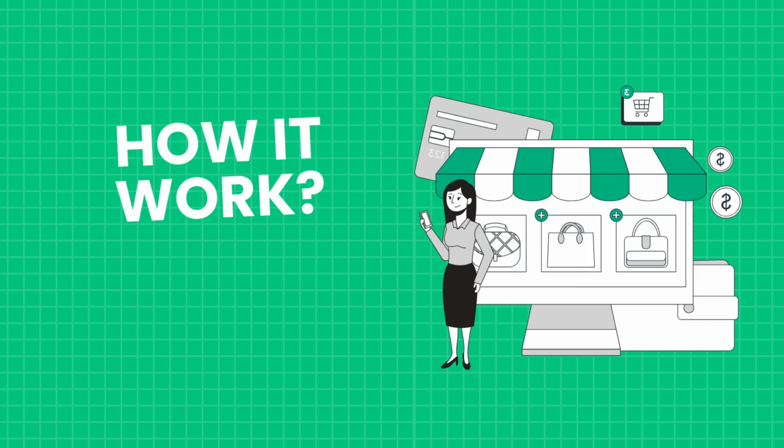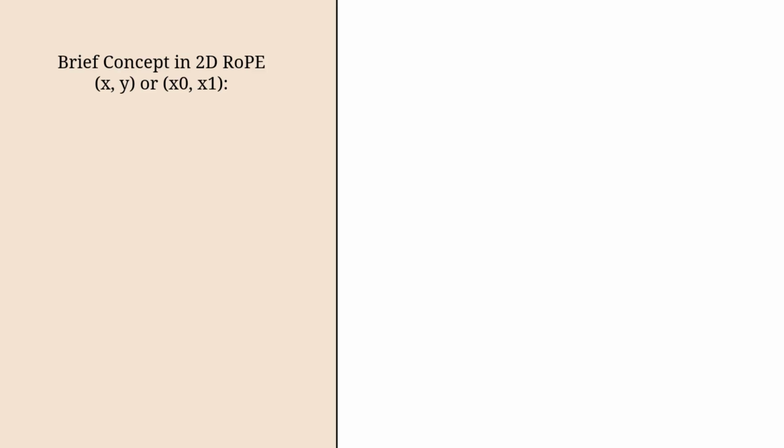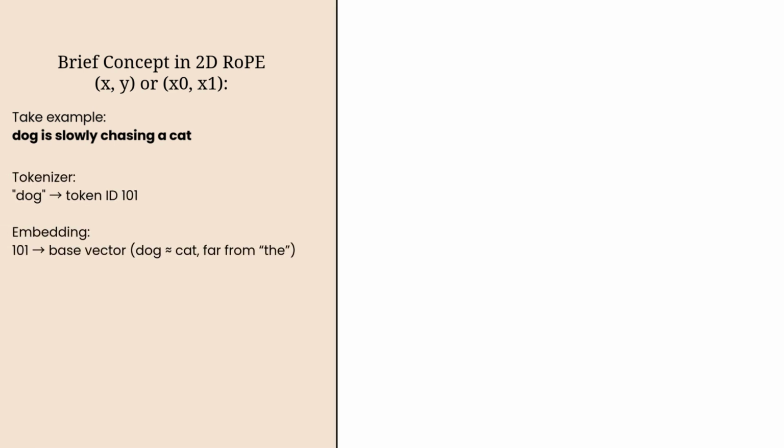To understand the concept better, let's take an example using a 2D vector case with the sentence, "Dog is slowly chasing a cat." First, the tokenizer takes the word dog and converts it into a token ID, in this case 101. Next, the embedding layer turns this token ID into a base vector. At this stage, the vector for dog might be roughly similar to cat, but quite different from other words.